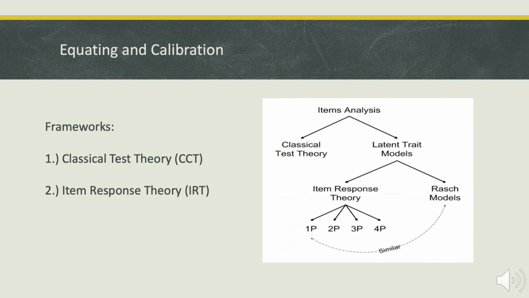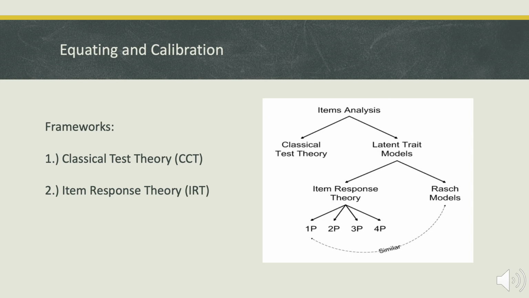Okay, so now we're going to discuss the different frameworks that we can view the test through. Item analysis provides us a way of measuring the quality of the questions. We want to see how appropriate they were for the respondents, and also how well they measured the ability or trait that they were measuring. There are two theories that we're going to talk about that fall under item analysis. First, we have classical test theory, and then we have latent trait models, and under that model is item response theory and then the Rasch models. We're just going to focus on classical test theory, or CTT, and item response theory, IRT.